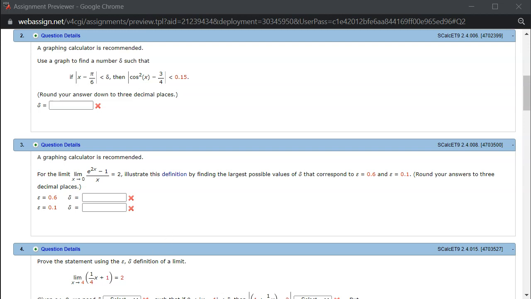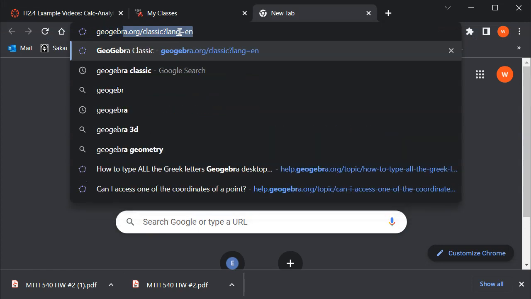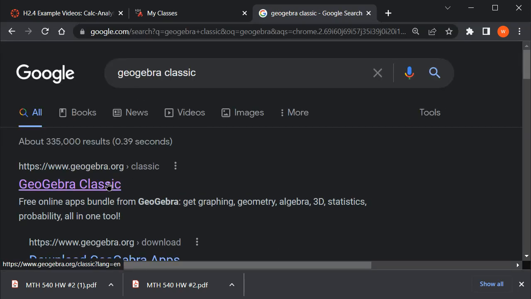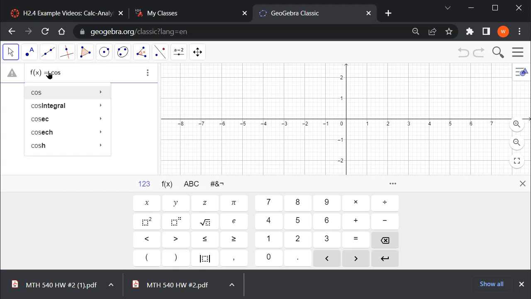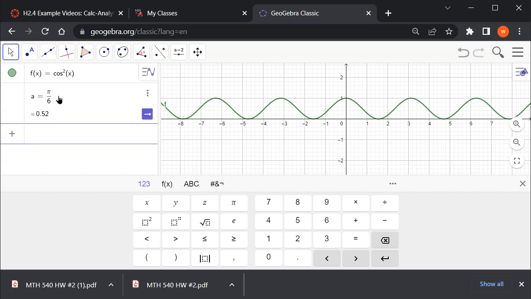So I'm going to open up GeoGebra. We can just Google it, GeoGebra, and then we see GeoGebra Classic, so I'm going to use that one. This is a web version, and it works fine. First I'm going to define the function f of x is equal to cosine squared of x. So type that in. And the a value was pi over 6, so type that in.